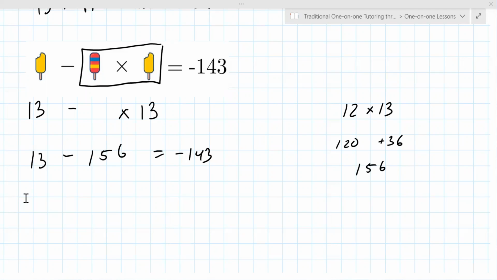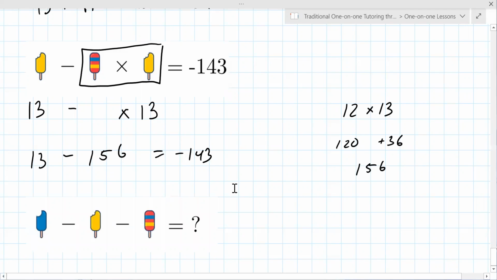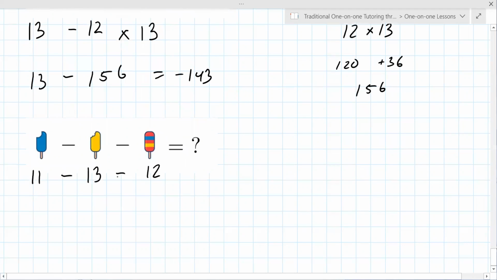So the next part here is using the values from the previous lines. So this is 11. You came up with 12 for this, and then 13 for this. So it's 11 minus 13 minus 12. And we can be done as soon as you give me the correct answer here. Okay, 11 minus 13 is 2, and then minus 12.